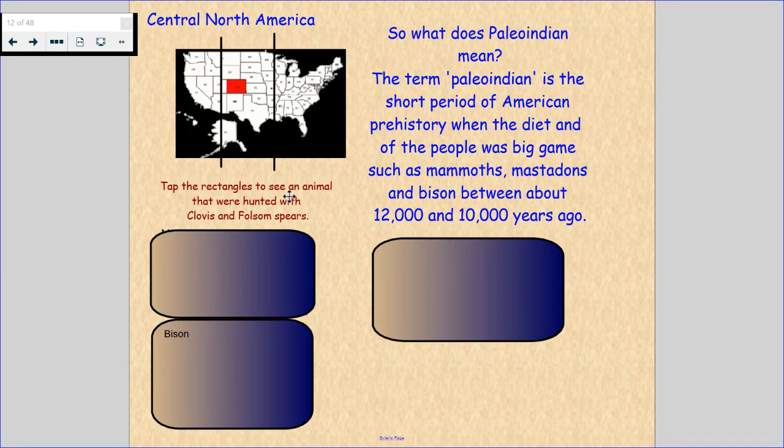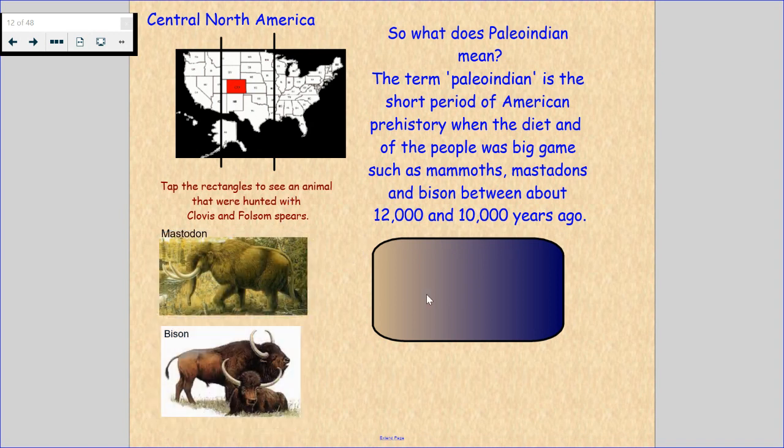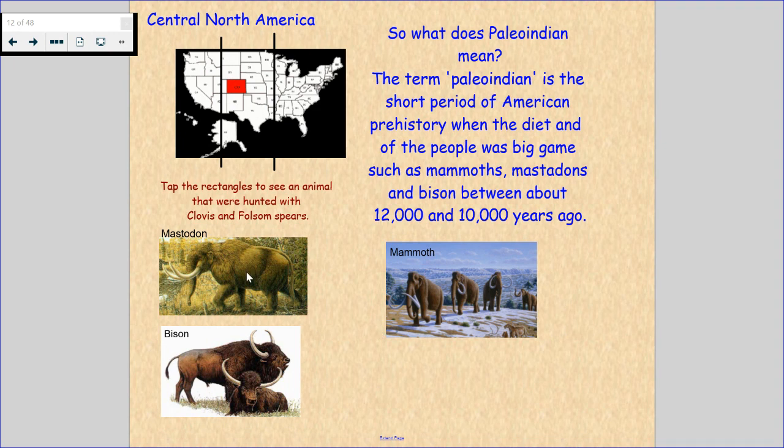So the term Paleo-Indian is a short period of American prehistory when the diet of the people was big game, so mammoths, mastodon, and bison. So understanding that during that period of time, mammoths and mastodons became less prominent, and then these people started eating bison. So you can see here we have mastodon, we have bison, we have mammoths, and these were all killed by both Clovis and Folsom spears. Clovis people also lived even earlier than the Folsom people, but they were all early nomadic hunters who lived in this area.